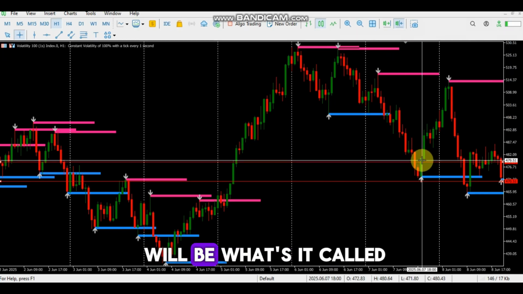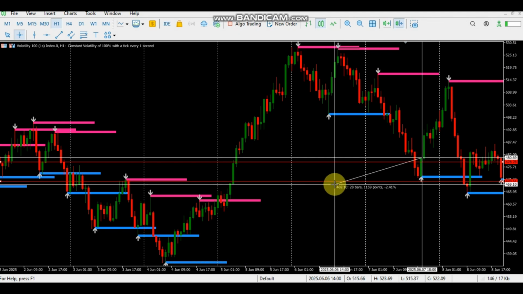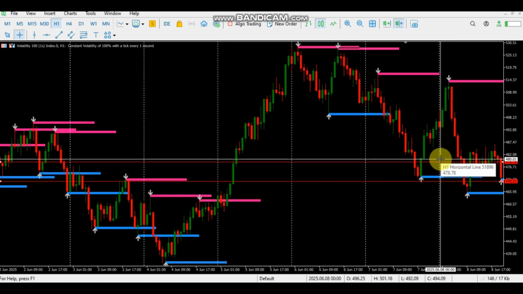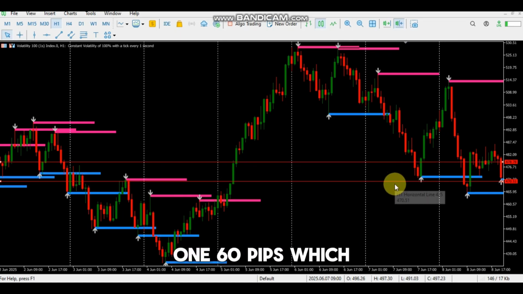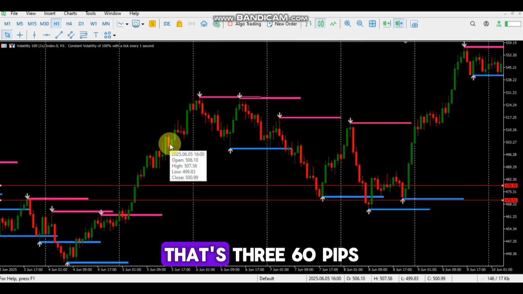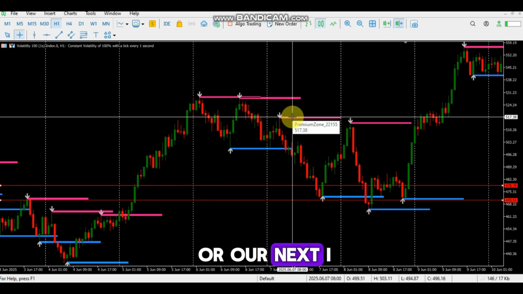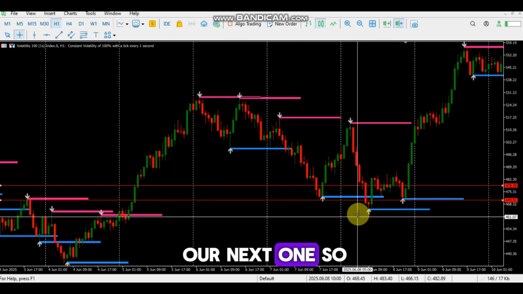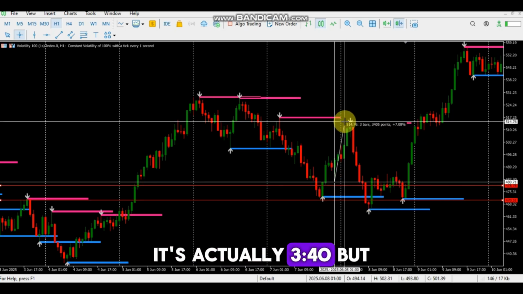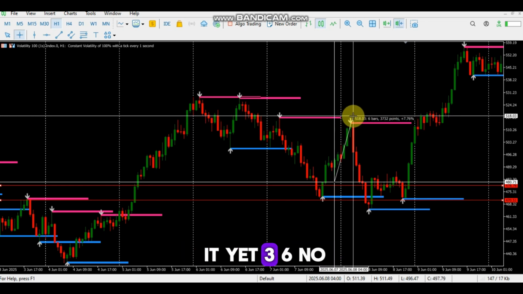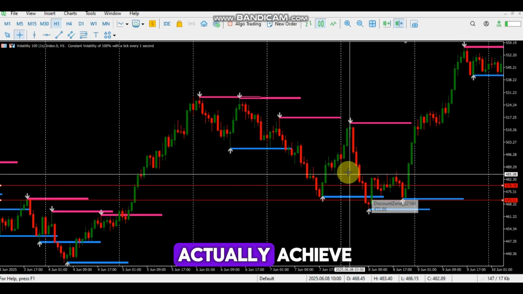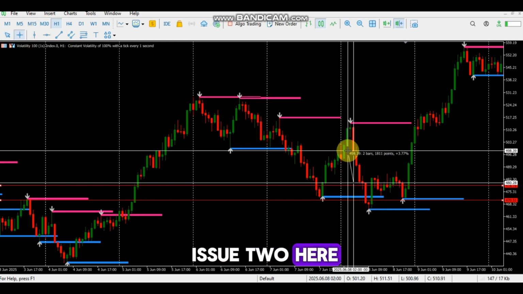So let's see what's our stop loss. Our stop loss is 159 pips. Let's say 160 pips, which means our take profit target will be 1:2, that's 360 pips, or our next high. Can you see this is our next one? Let's say it's actually 340, but I don't touch it here. We are looking for 360. We actually achieve our 1:2 here.